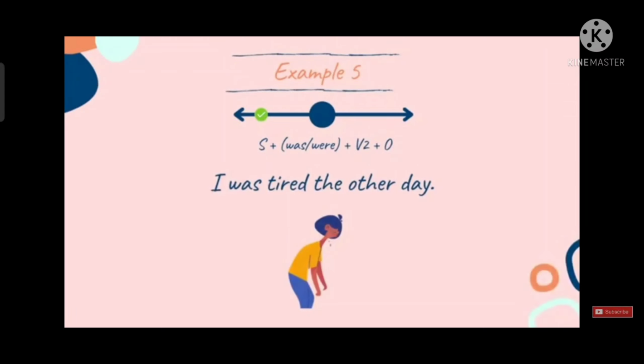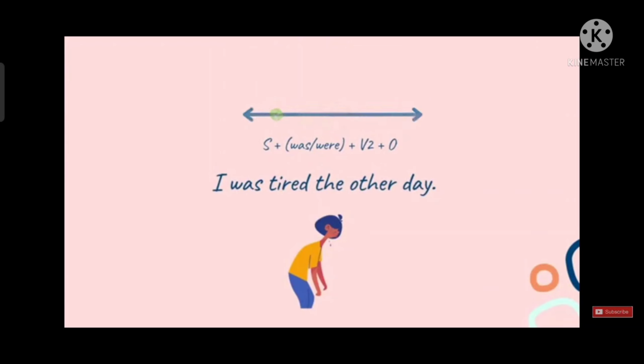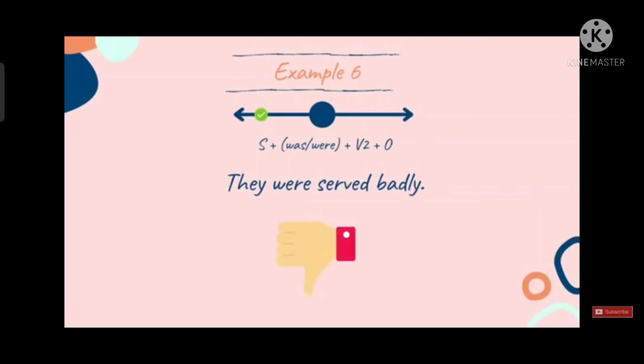Let's look into some more examples of this structure. I was tired the other day. As I am referring to a past event, I have used simple past tense here. Notice the structure as well. It follows the structure of subject plus was or were plus verb second form plus object. Let's look into one more example of this kind. They were served badly. Here, the statement is also in the past. So we have used simple past tense. I hope now you are clear on the structure, timeline, and usage of simple past tense.